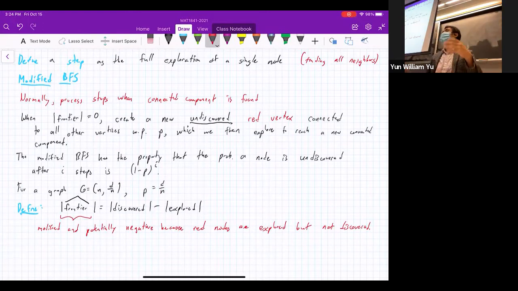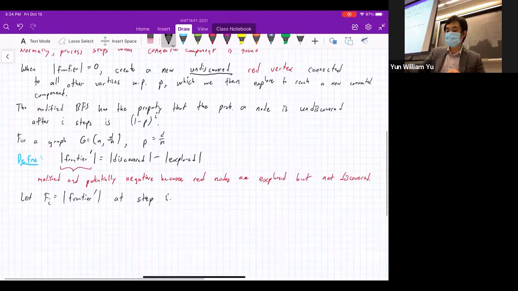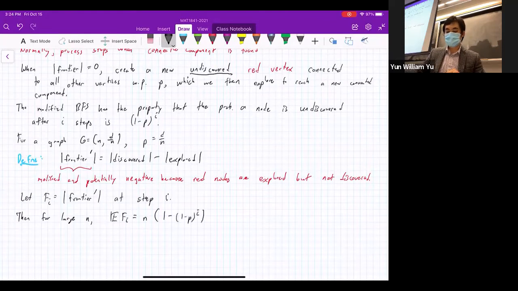But importantly, this modified frontier size is of course related to the old frontier size. So actually, did I use a different notation? I think I did use frontier prime. Okay. So what we're going to do is let Fi be equal to the size of frontier prime at step i. Well, then for large n, the expectation of Fi is going to be equal to n times (1 minus p to the i) minus i.